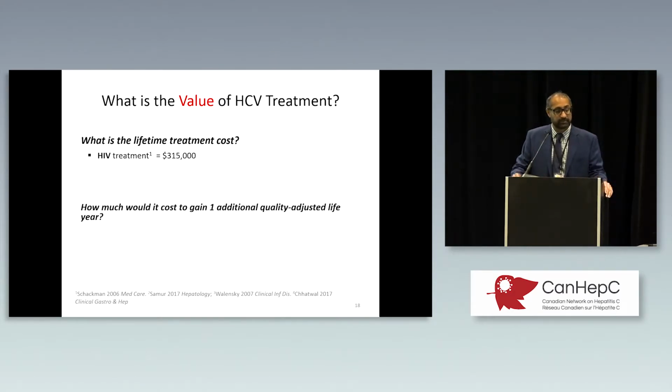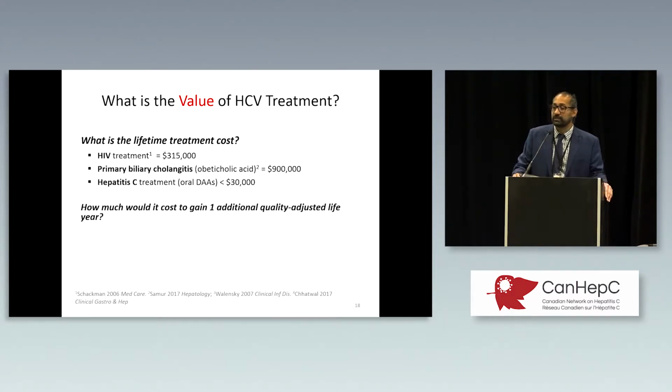And if you look at another liver disease, primary biliary cholangitis, the treatment cost, the listed price is close to $900,000 in the US. It could vary from in other countries. And in hepatitis C, we know that at current prices have come down to below $30,000. That's a lifetime cost. It's one time, 12 weeks treatment for majority of patients. So that's the cost we're looking at.